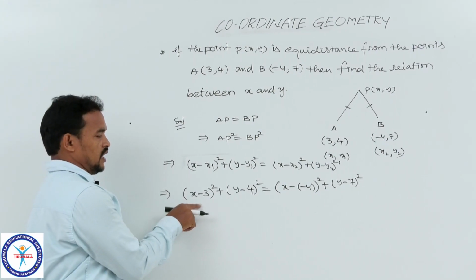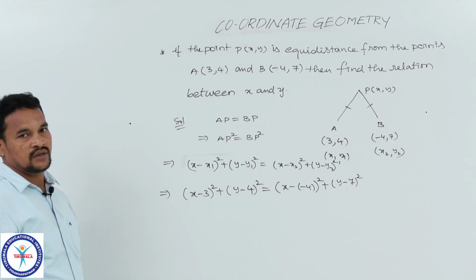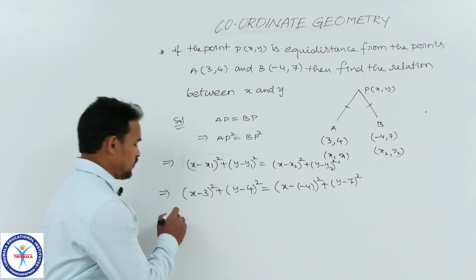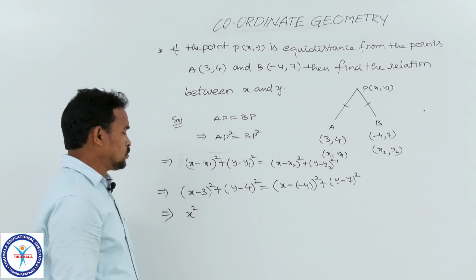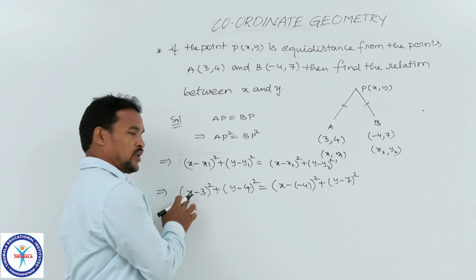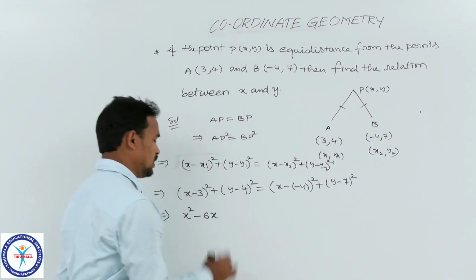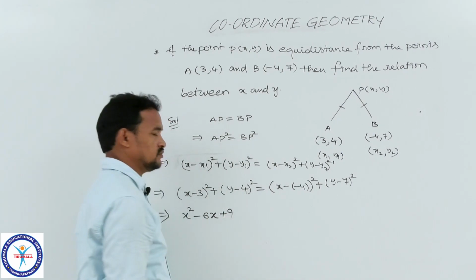Now it is compared with a minus b whole square. A minus b whole square formula what? A square minus 2ab plus b square. A square is nothing but x square minus 2ab, 2 into a into b, 2 into x into minus 3, minus 6x, plus b square means 3 square is 9.